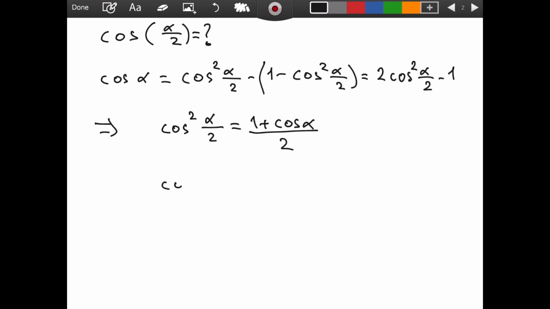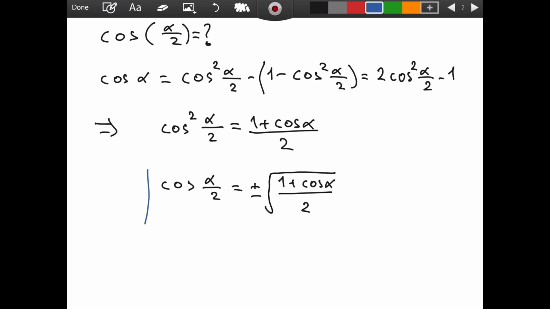When I take the square root of the left, I will have this. And on the right, we have 1 plus cosine of alpha divided by 2 under the square root. And don't forget the plus or minus. And this is the other formula. This is the half angle formula for cosine.